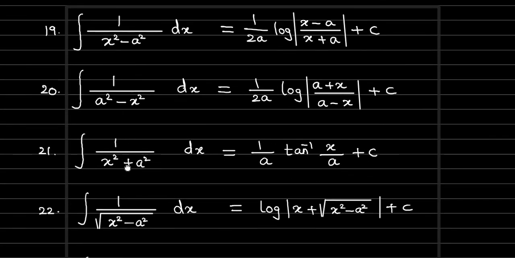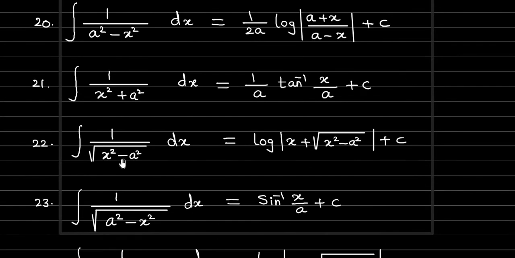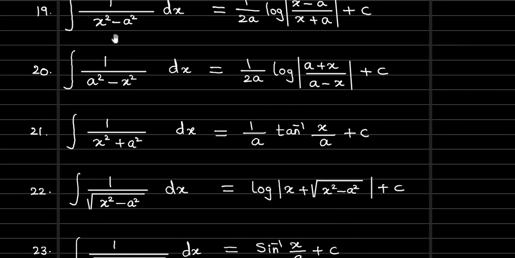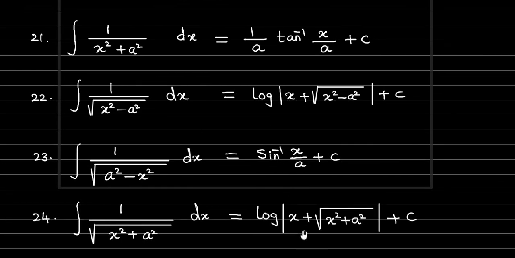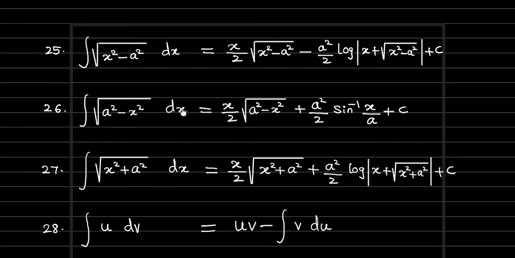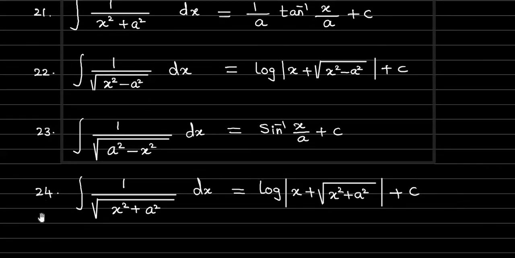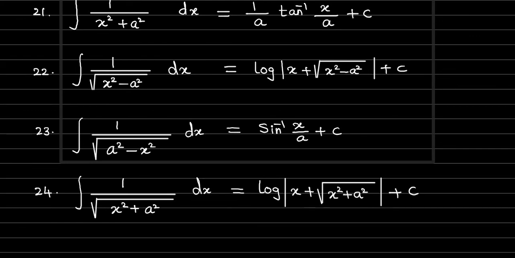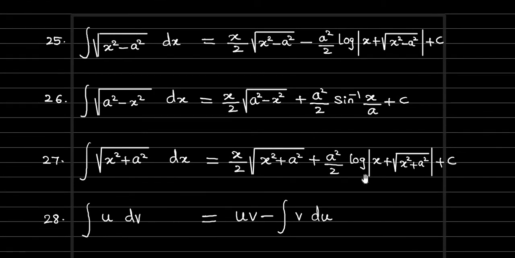If all these three go under the square root, all three are the same functions, but we have a square root. If it goes inside the square root, then we need to use these formulas. So here, these 22, 23 and 24 formulas, we can see the function in the denominator, right? If it is in the numerator, you need to use these formulas.